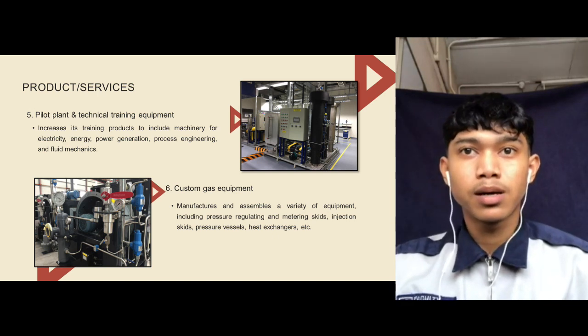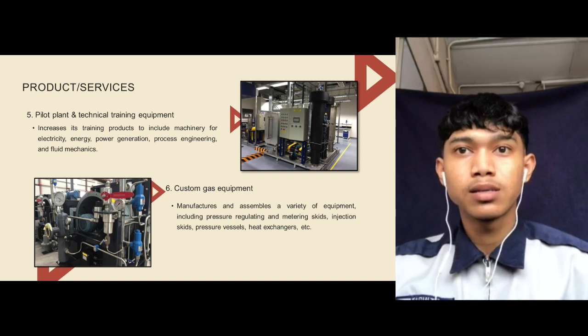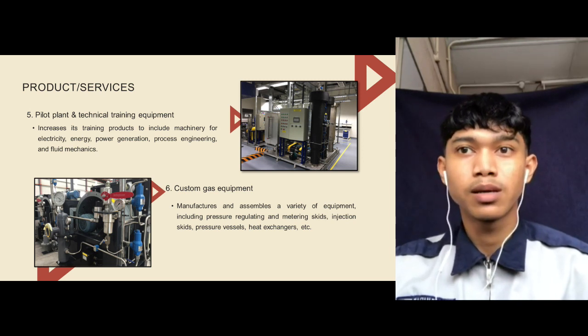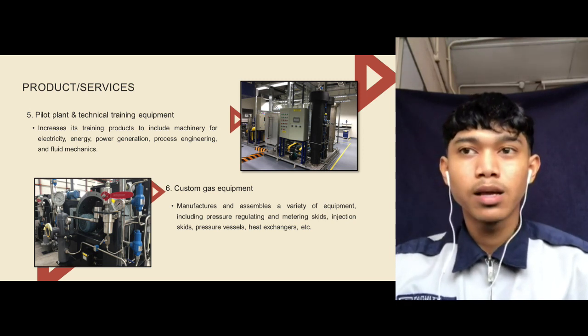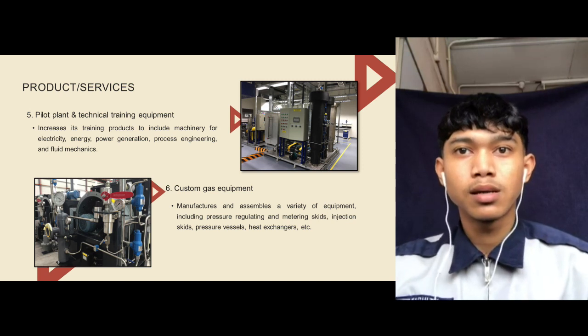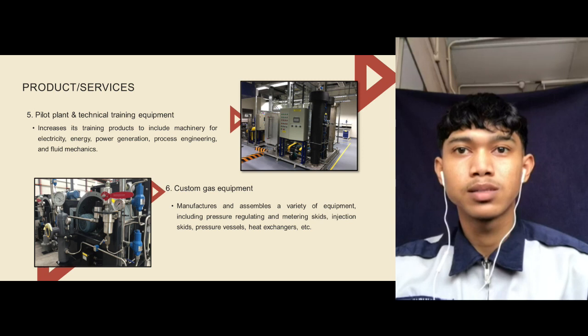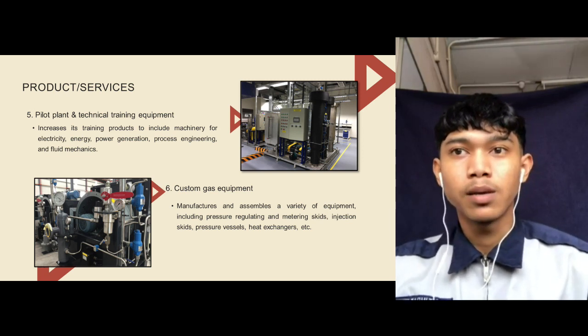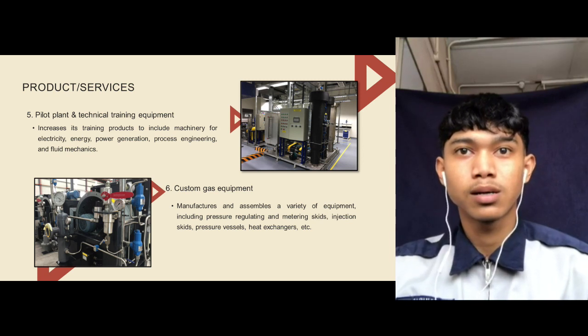Next is the pilot plant and technical training equipment. In Malaysia, ABA is the top provider of technical training tools, skill training facilities and pilot plants for public and private universities. ABA increases its training products to include machinery for electricity, energy, power generation, process engineering and fluid mechanics. ABA has a successful track record spanning more than 10 years.